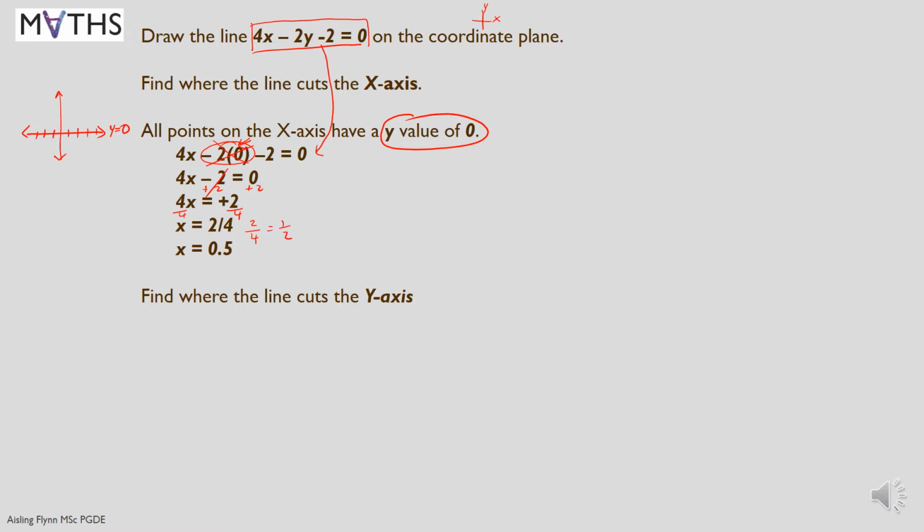All right, so we're going to repeat that for where the line cuts the y-axis. So the y-axis is the vertical line of a graph, and every point along here is not left or right, okay, so it has x value 0.